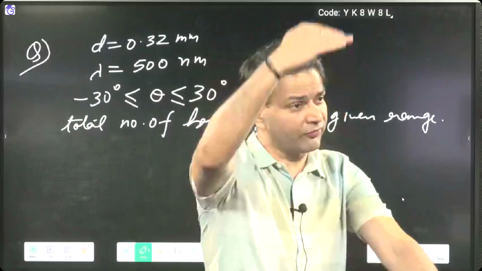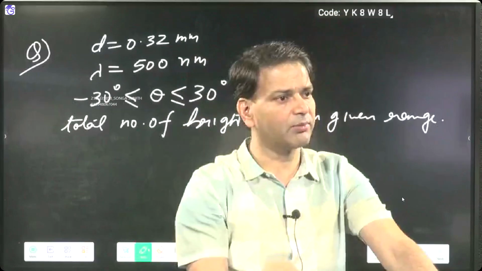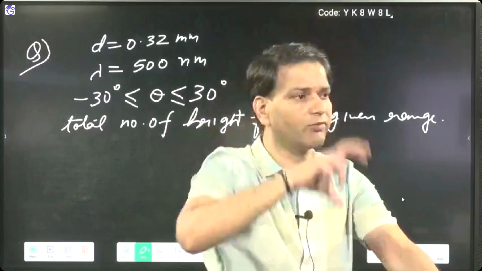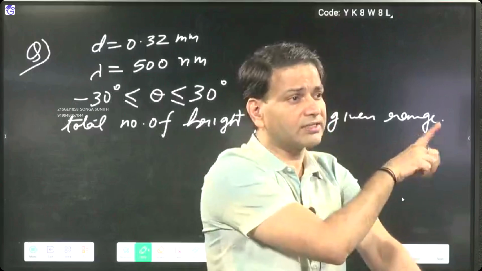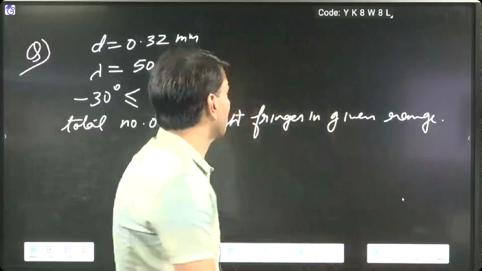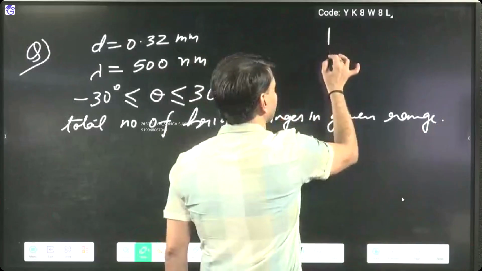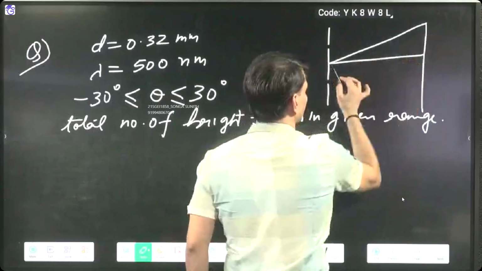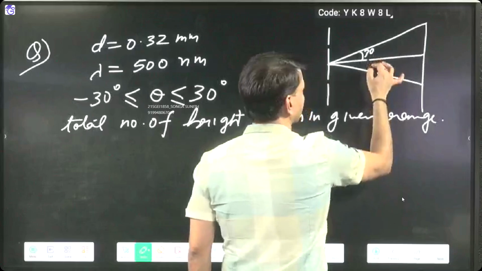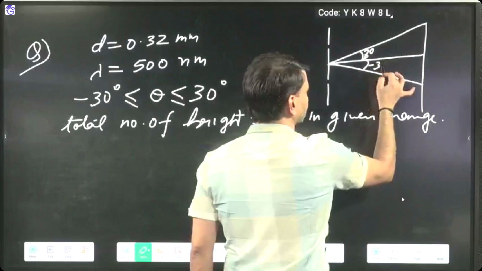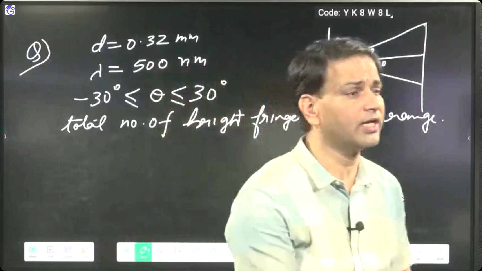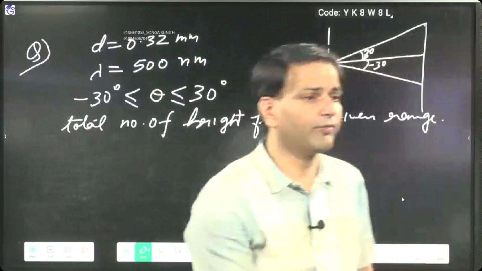But if I am getting the first minima above, then I will get the first minima below also. First minima, second minima, and so on. Same pattern we will get above and below. That's why they are saying minus 30 to plus 30. Suppose this is the YDSE setup. If you take 30 here, then you take minus 30 here. So from minus 30 to plus 30, how many total number of bright fringes will you get? They are asking. Okay, how will we calculate?